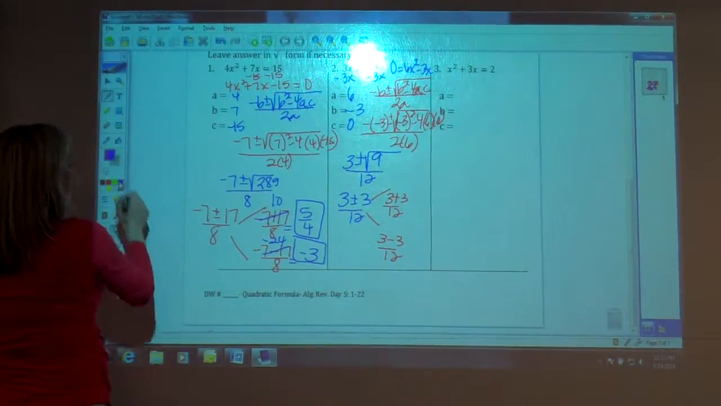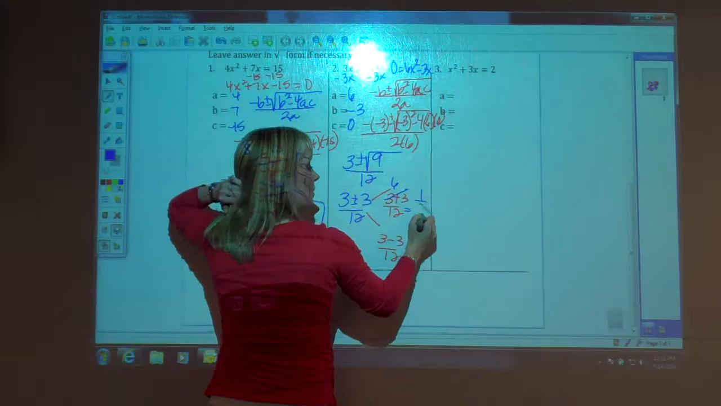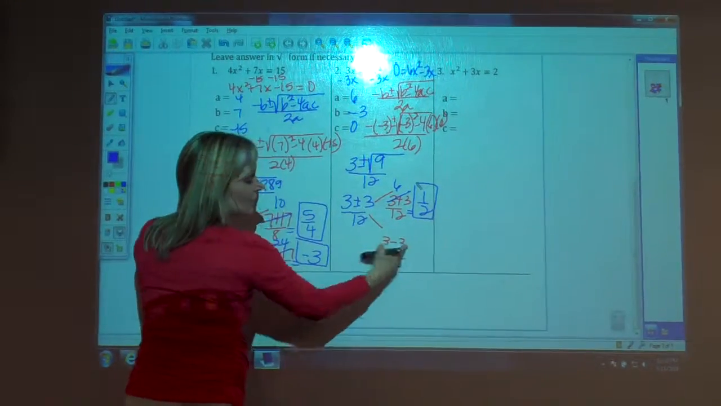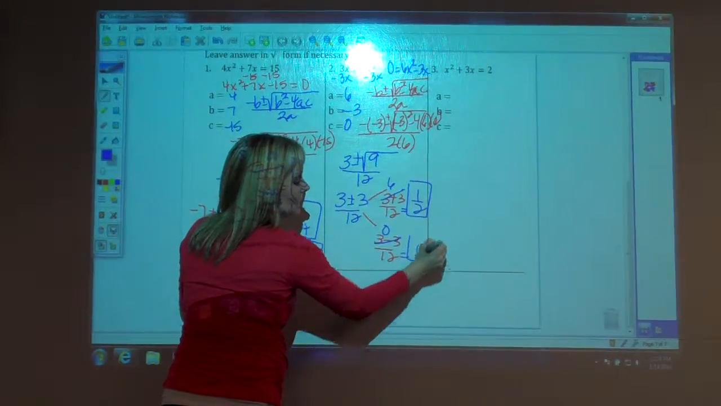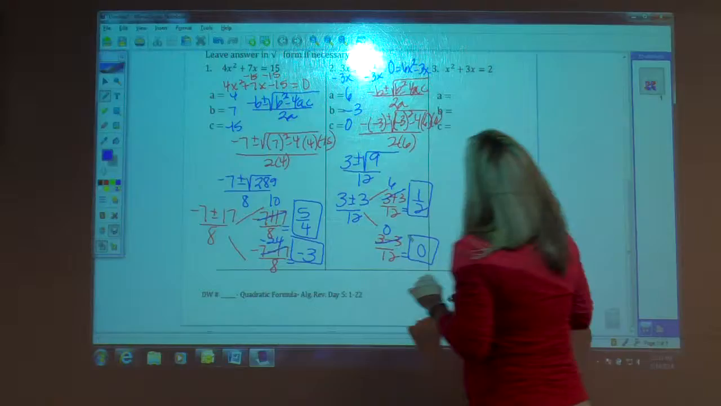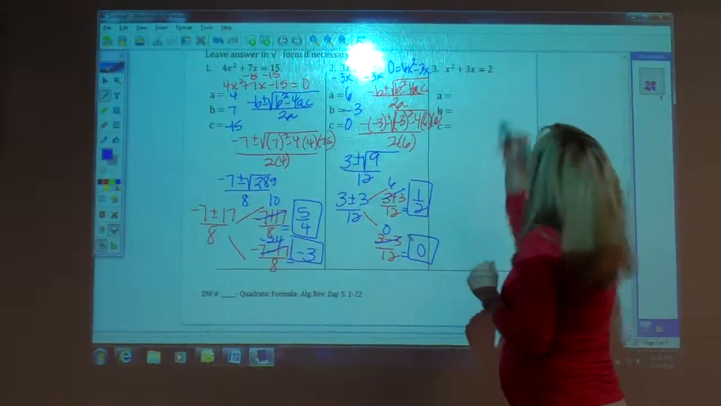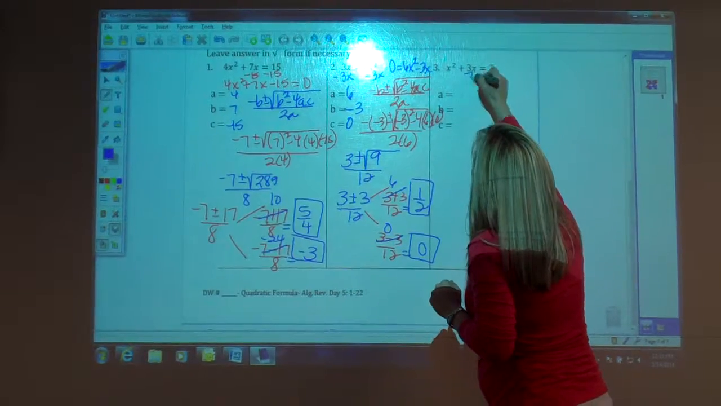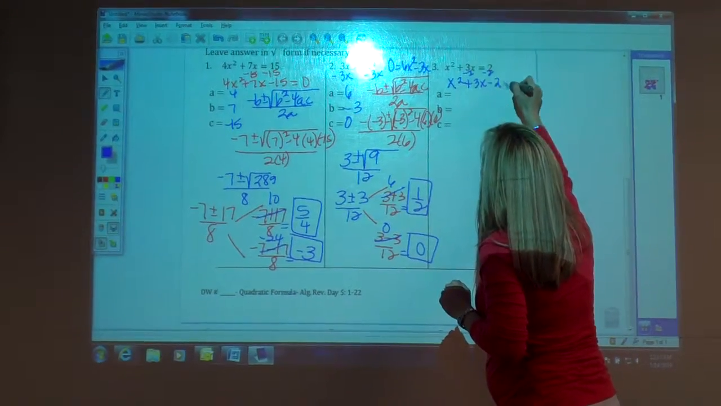So 3 plus 3 is 6. 6 divided by 12 is 1 half. 3 minus 3 is 0. 0 divided by 12 is 0. Are we good? Last problem. X squared plus 3x equals 2. What do I need to do first? Get it to 0. Subtract 2. We have x squared plus 3x minus 2 equals 0.